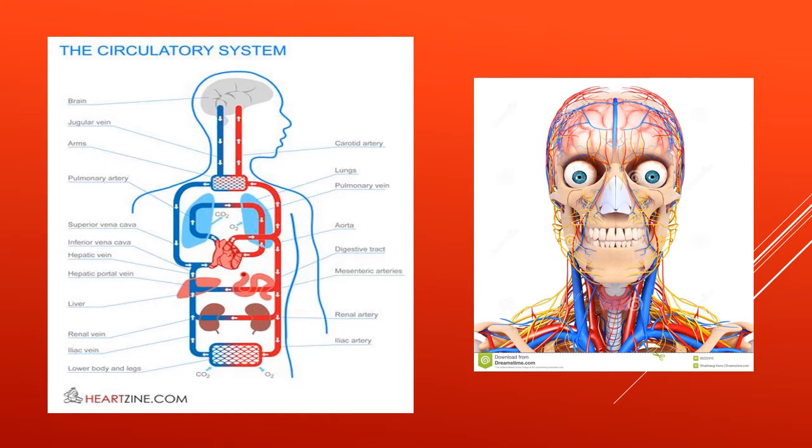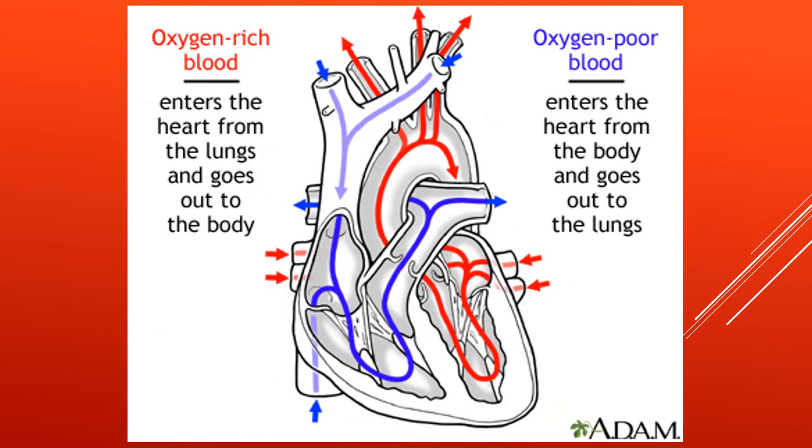That is oxygen-poor blood. So the oxygen-poor blood is making its way up to your heart, and the oxygen-rich blood is coming out of your heart. So the oxygen-poor blood is the blue, your vein.